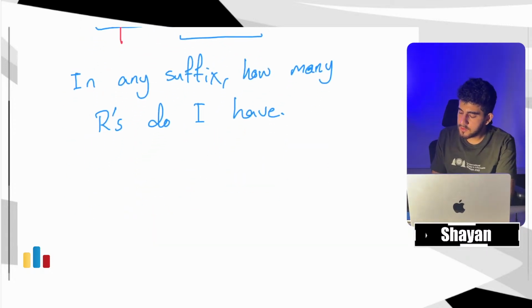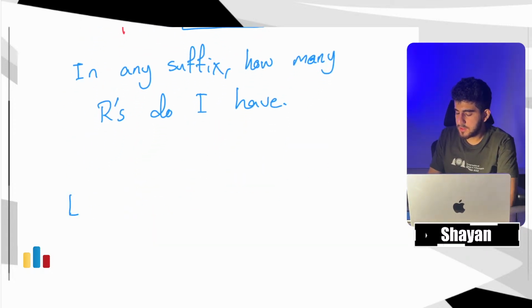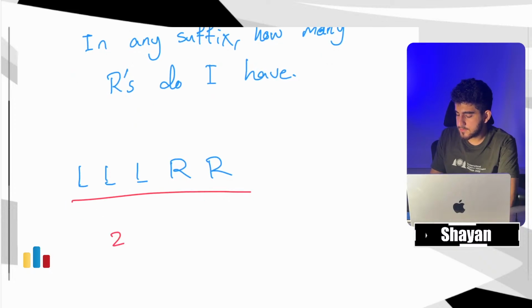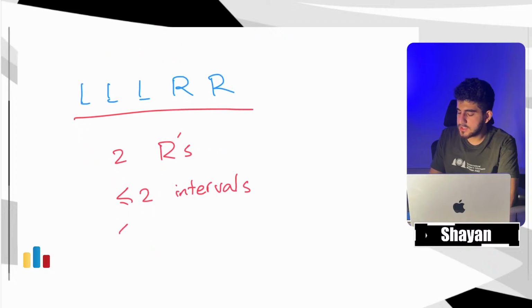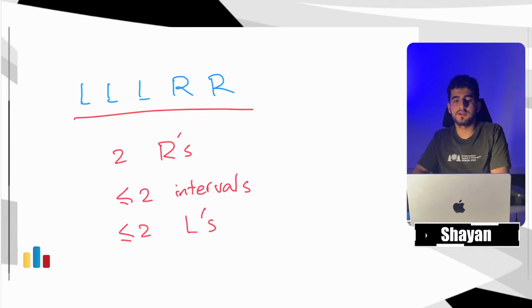And also, if you consider a case like this, for example, I have L, L, L, R, R. Here, I know that I only have 2 R's. So I can have at most 2 intervals. In other words, I can choose at most 2 L's out of these 3 L's.